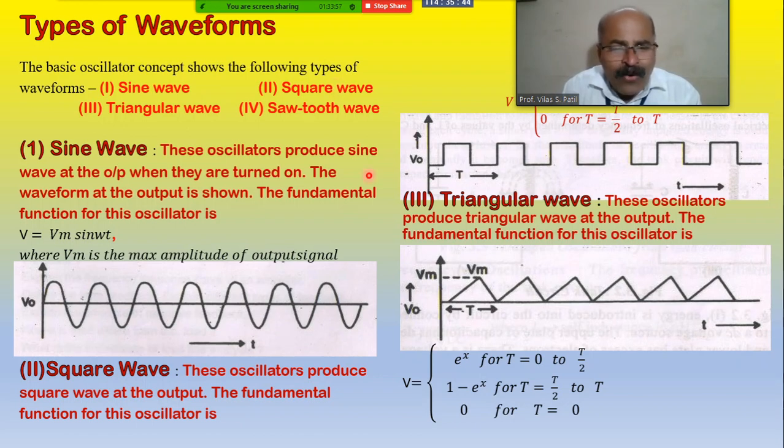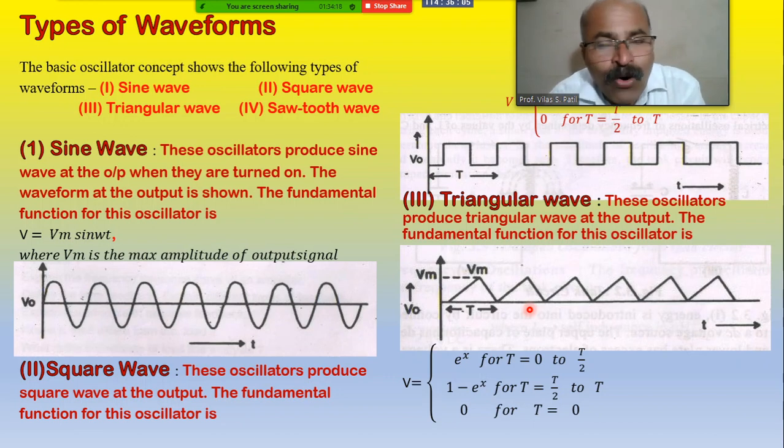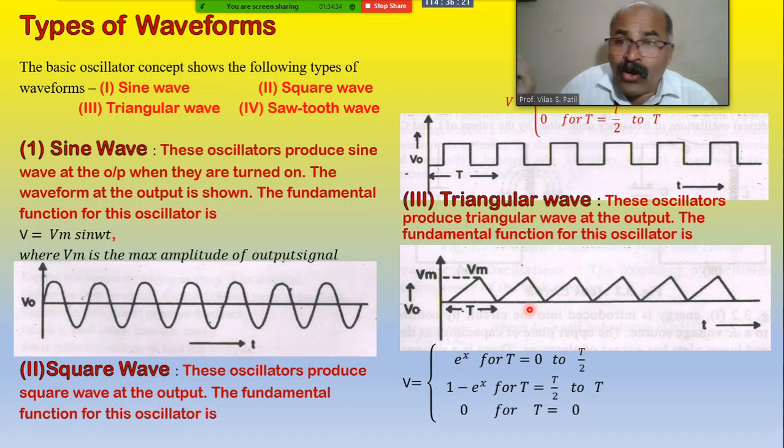One is the square wave. This is the sine wave. This is the square wave. This is the triangular wave, like the triangle. And again, one remaining is the sawtooth wave. That is the sawtooth. There are four types of the waveform. And friends, for these four types of the waveform, you only have to draw the shape. Very, very simple. Draw the shape: sine wave, square wave, triangular wave, and sawtooth wave.